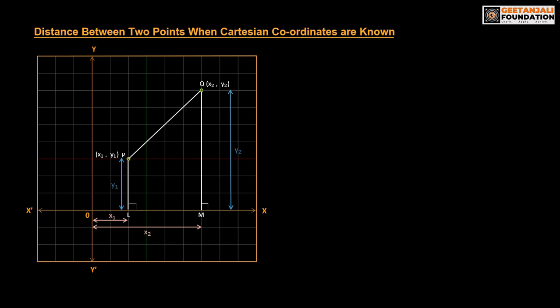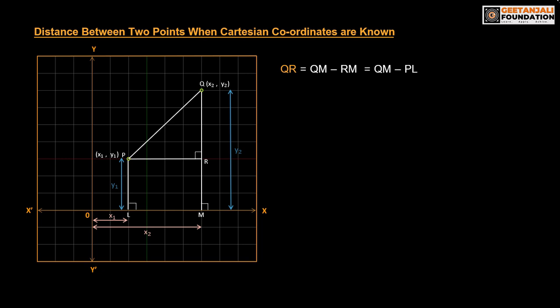Let's draw a perpendicular from P on QM, that is PR. You can see here there is a right triangle PRQ. If we use Pythagoras theorem, we can find length of PQ. But for that, first we need to know the length of QR and PR. So QR is equals to QM minus RM. And you can see here RM will be equals to PL. So we can write this as QM minus PL.